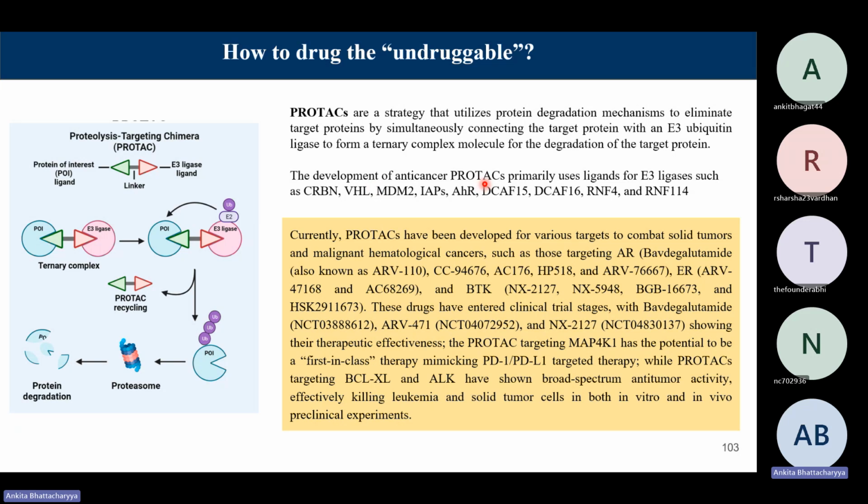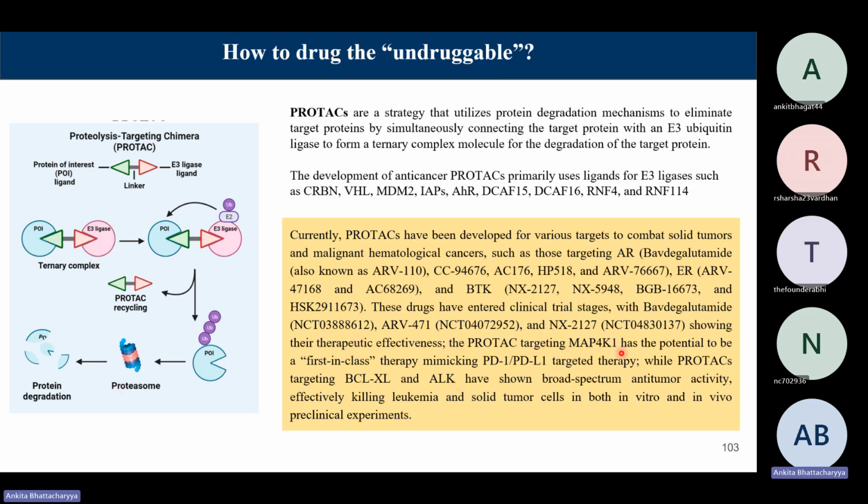So the development of anti-cancer PROTACs primarily uses E3 ligase ligands such as CRBN, VHL, MDM2, IAPs, AHR, etc. Currently, PROTACs have been developed for various targets to combat solid tumors and malignant hematological cancers, such as those which target AR, those which target ER, and BTK. These drugs have entered clinical trial stages with bavdegalutamide, ARV-471, etc., showing their therapeutic effectiveness.